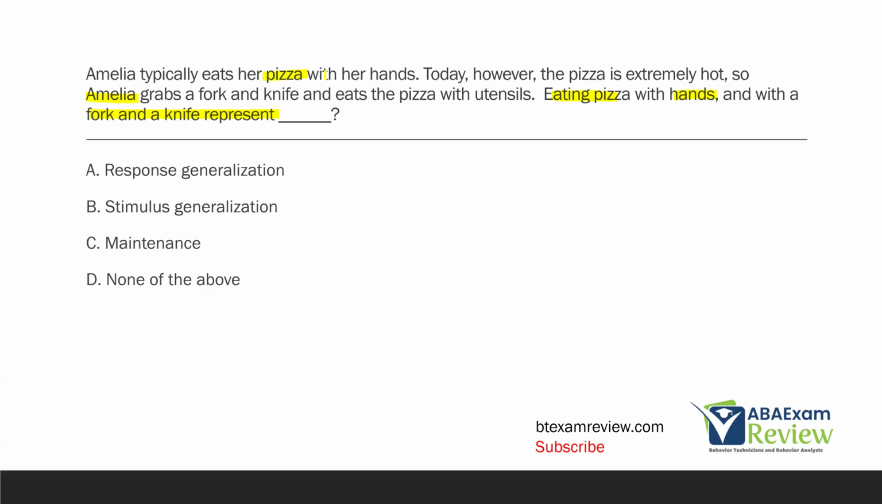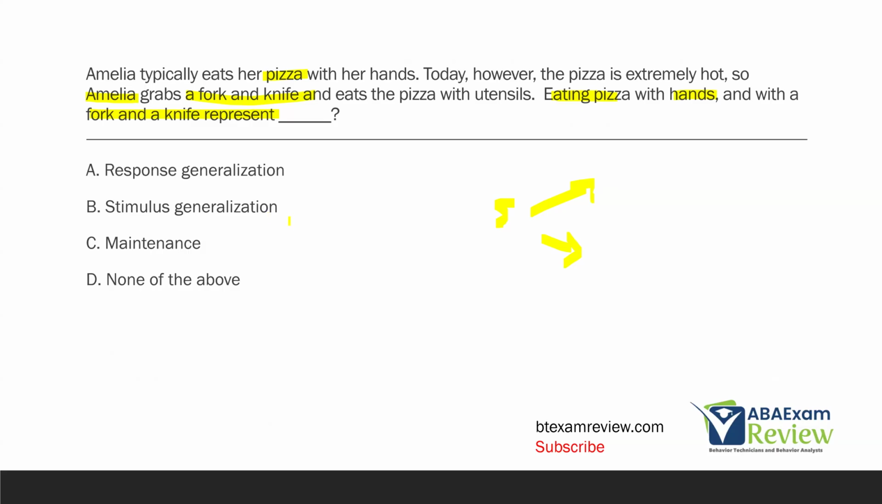Now, we know typically she eats pizza with her hands. So she sees the stimulus of pizza, and then she engages in the response of eating with hands. Today, however, the pizza was hot, so she ate it with a fork and knife. So now we have a stimulus that is evoking these multiple responses. And when you have a stimulus that's evoking multiple responses, what do we call that? We call that a response generalization. Amelia has generalized responses to how to eat pizza.